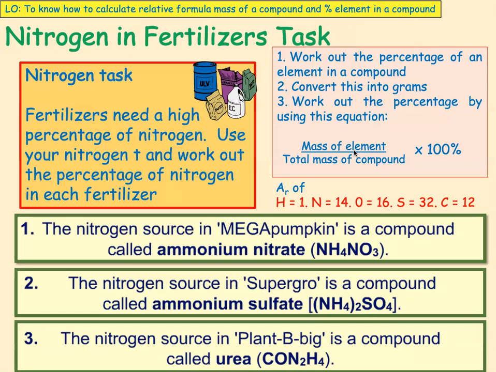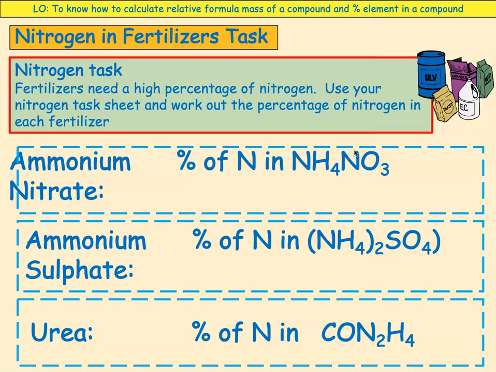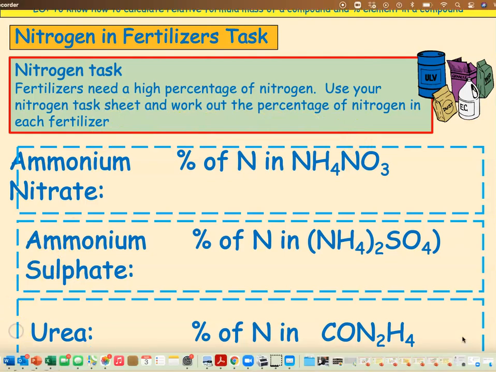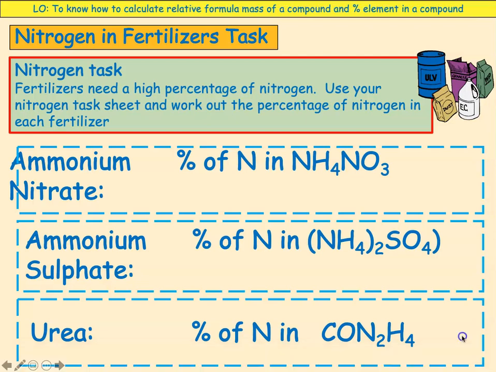So the first thing you're going to have to do is work out the formula mass of each of these compounds. And you're going to put the amount of nitrogen at the top, divide it by the formula mass, and multiply it by 100. So I want you to pause the video now, carry out that percentage mass, and come back and we'll go through it together. Okay, let's try and go through these.